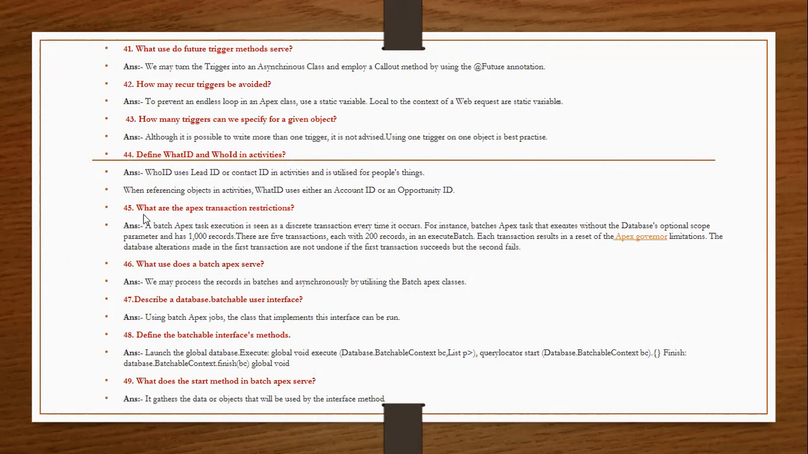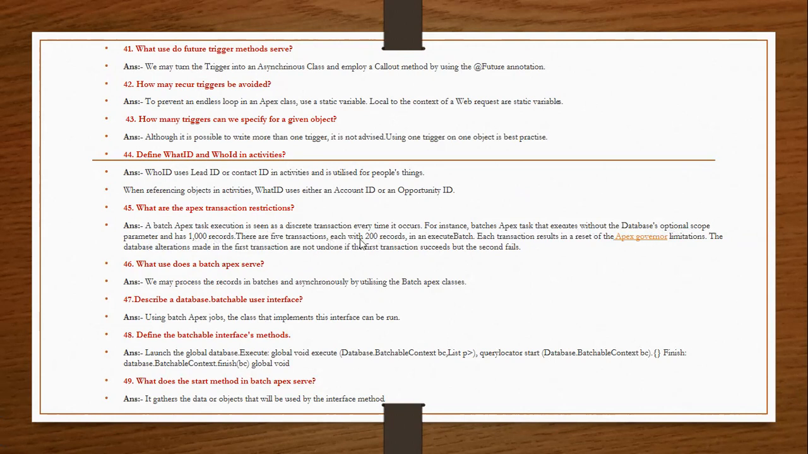Next question, what are the Apex transaction protections? Batch Apex task execution is seen as a discrete transaction every time. For instance, batch Apex tasks execute without the database optional scope parameter, which defaults to 1000 records.